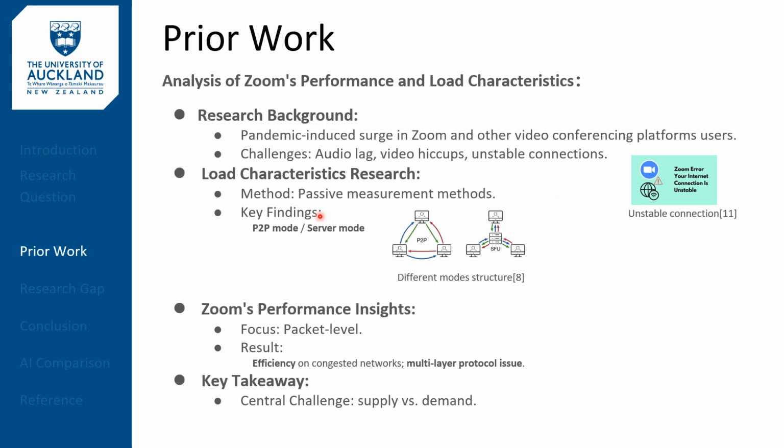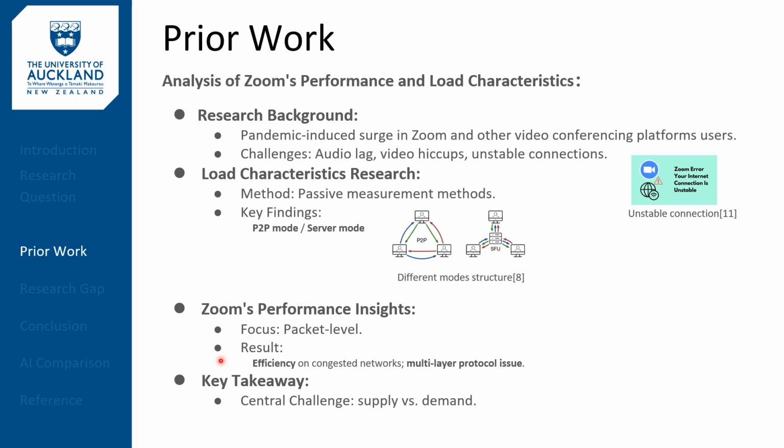To understand why, researchers employed passive measurement techniques. One striking discovery was Zoom's adaptability. With only 2 participants, it employed a peer-to-peer mode. But as more participants joined, it shifted to a server mode. This type of mode influences its performance in various network environments. Going deeper, researchers even investigated Zoom's performance at the packet level.